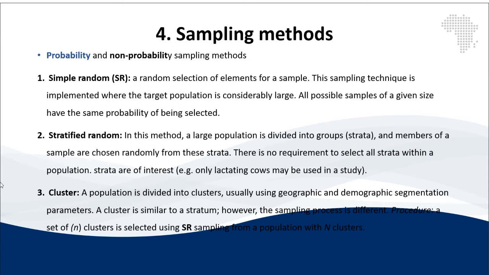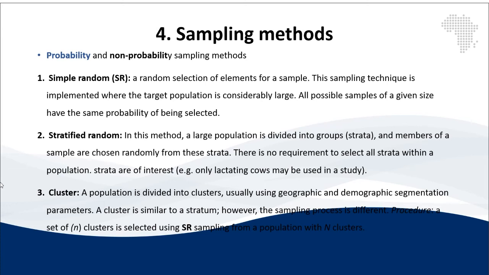A cluster is similar to the strata, or rather the stratum that we were referring to in the second example there. However, the sampling process is slightly different. The procedure is that a set number of clusters is selected using simple randomized sampling from a population that has n number of clusters.